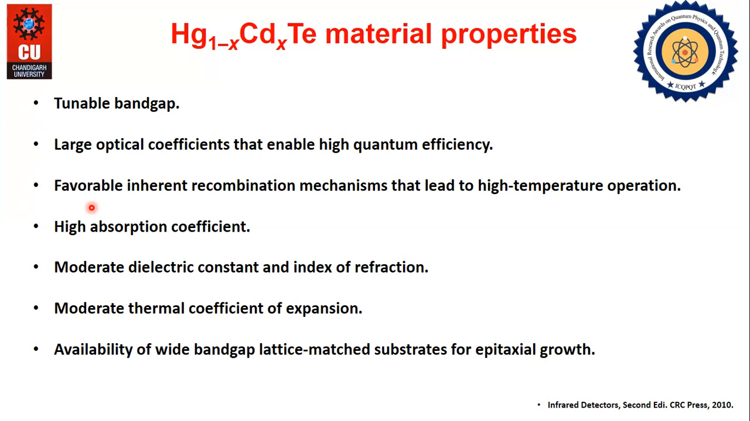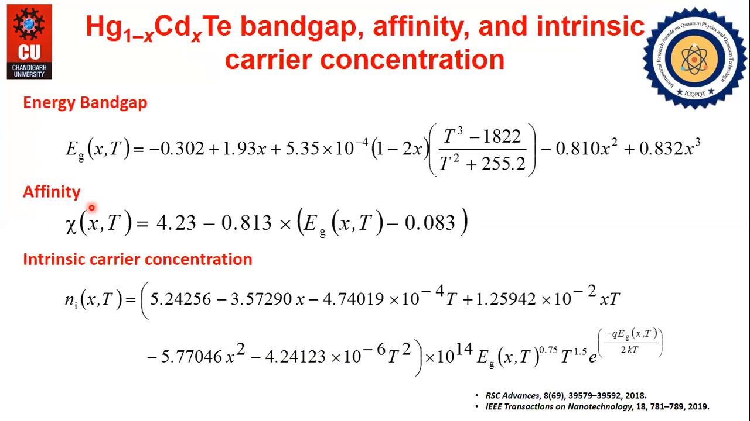reported at cryogenic temperatures. The band gap, electron affinity, and intrinsic concentration of mercury cadmium telluride depend on the temperature and the X composition of the cadmium. So depending on the wavelength, or we can say cutoff wavelength, and temperature, we can tune the band gap of the mercury cadmium telluride by changing the X composition of the cadmium. Cutoff wavelength is the wavelength at which the response drops to 50% of its peak value. These are the equations used to find the band gap, affinity, and intrinsic carrier concentration in the case of mercury cadmium telluride.